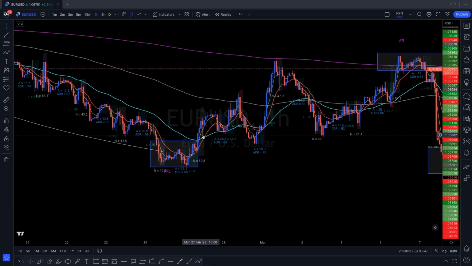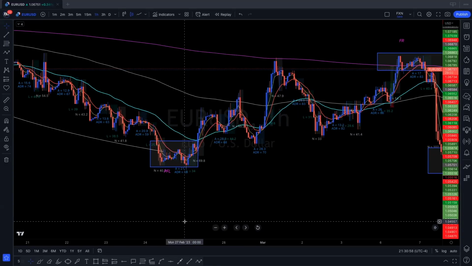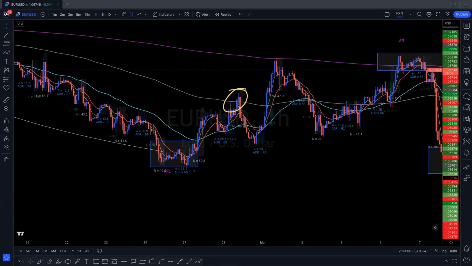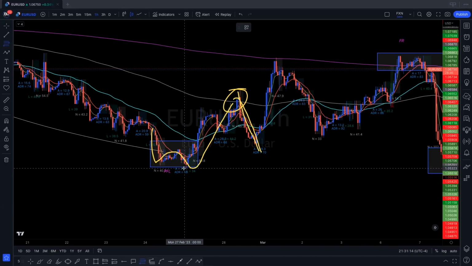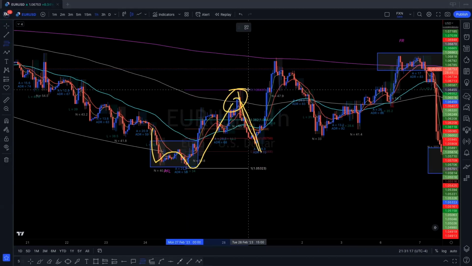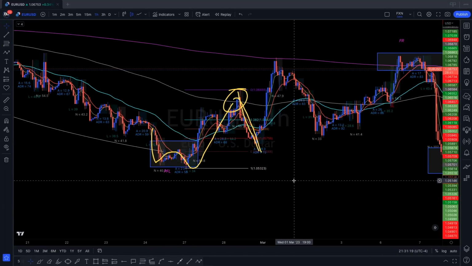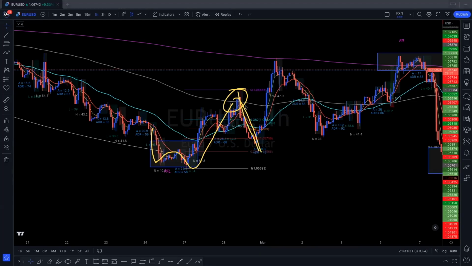You have your 13 and 50 cross. After the 13 and 50 cross, you're waiting for a pullback, right? The pullback in this case is here. So you have your peak and then your pullback. What you're going to do is pull out a fib, and you're going to fib from the bottom to the top of the pullback. And all you're looking for is for that pullback to come to 618.